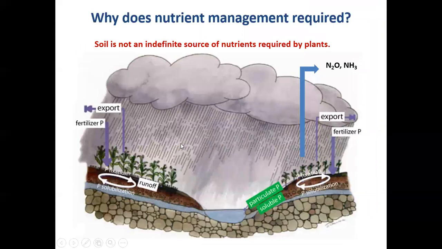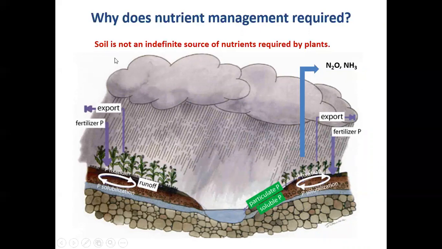So why is nutrient management required? We know that whatever the plants are getting is from the soil, or whatever we are adding to the soil. But whatever we are adding to the soil or whatever is in the soil doesn't go only to the plants. There are other losses as well. There are climatic factors as well. There are different soil formations as well.